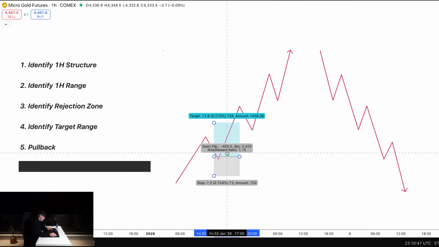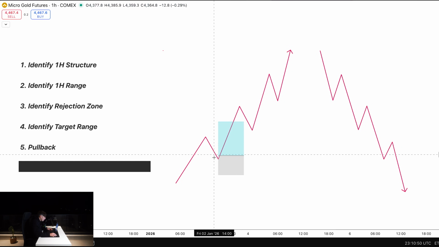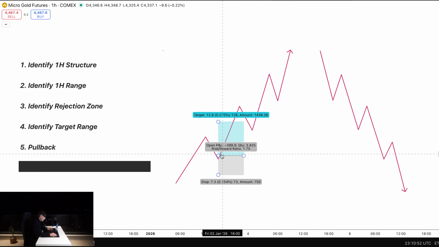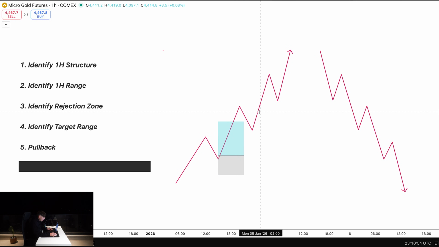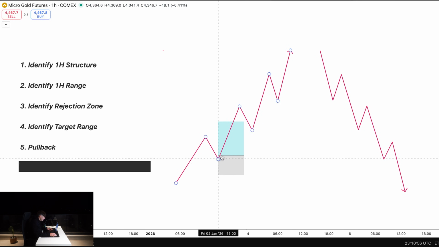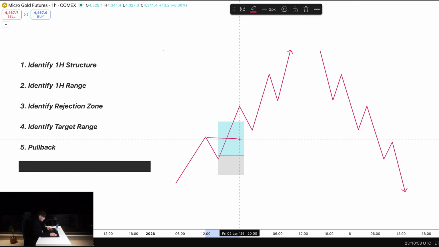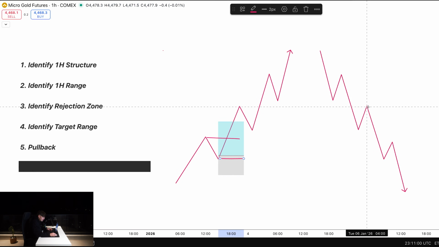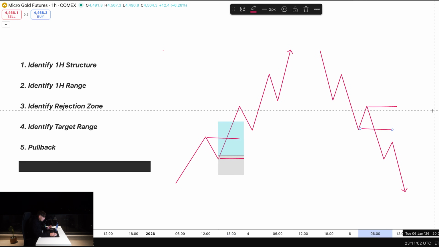wait for the pullback. We're going to catch a position after the market has pulled back, grab liquidity and recharged up for that next move, because as we know, the market always moves in this structure right here of higher highs and higher lows, unless we're bearish and then we're making lower lows and lower highs, very simply.